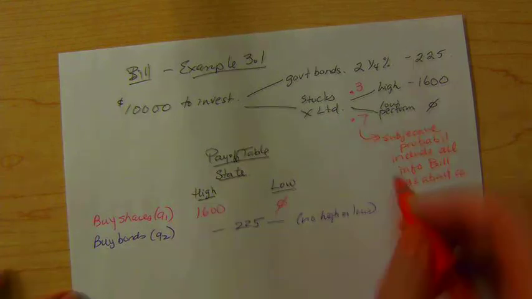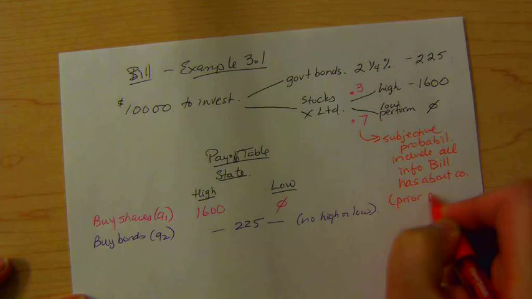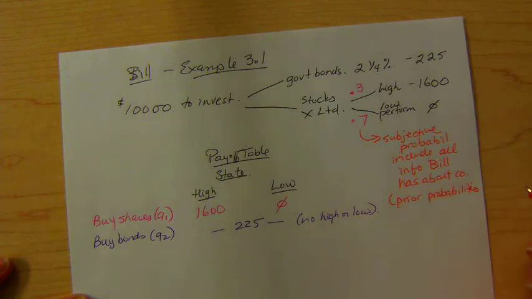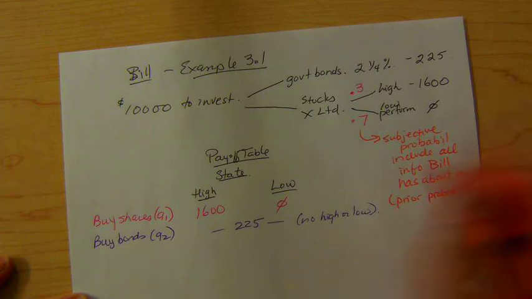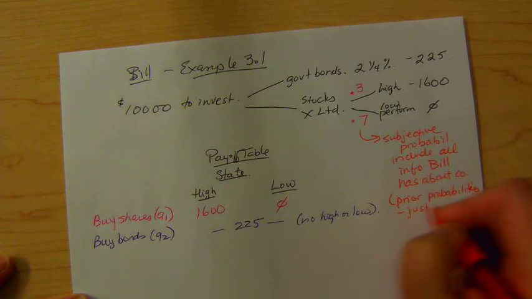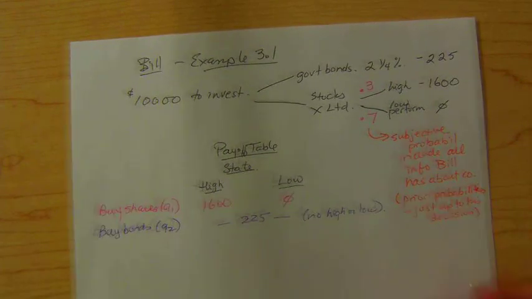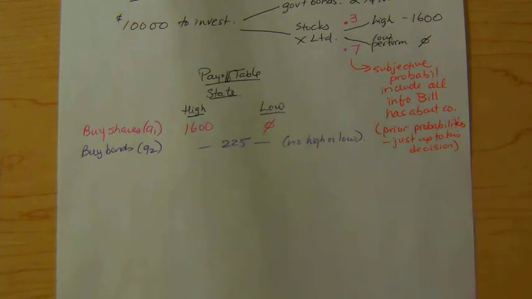Okay, and the prior probabilities, like just up to his decision. Okay, so Bill knows these numbers. They depend on what's happened before. He's used our accounting information and so on.